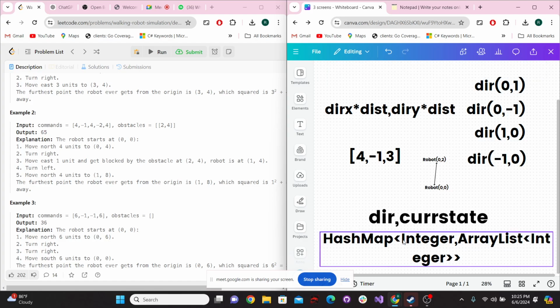Just like this, right? This is the x and there is going to be the array list of y. So for x value 2, how many obstacles do we have?